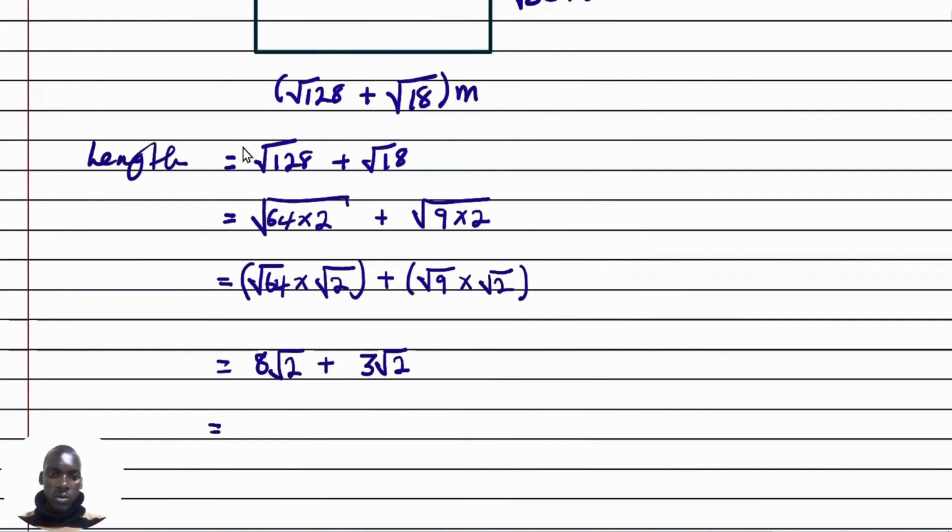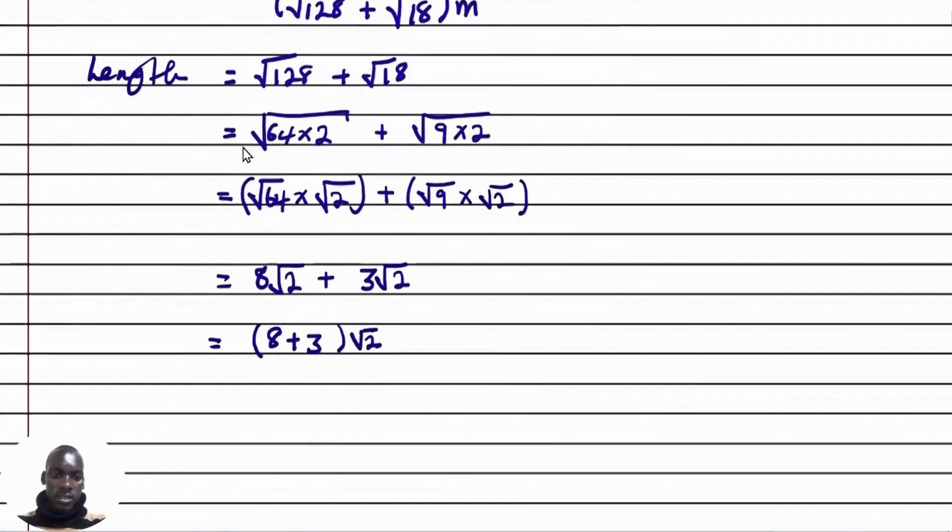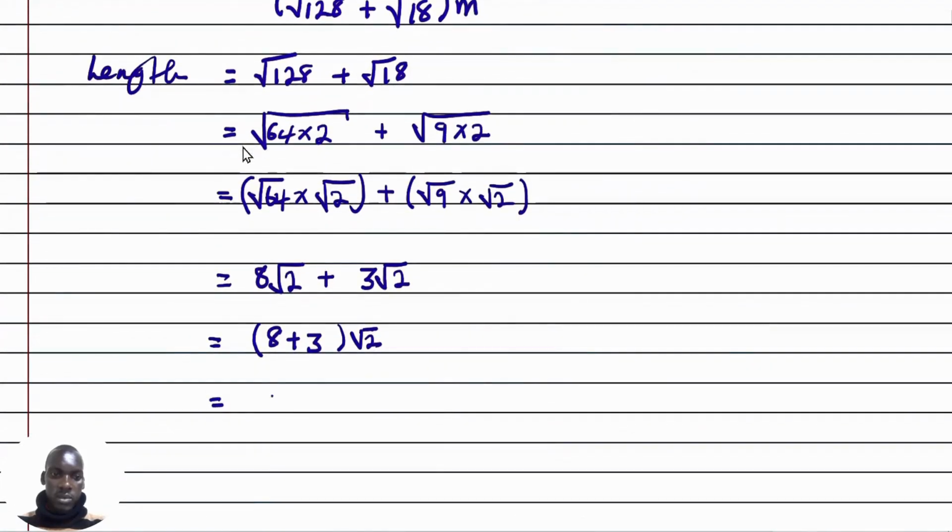The common factor is the square root of 2. So we can pull it out since it is common. Here we remain with 8 added to 3, under the brackets. If you add 3 plus 8, we get our answer to be 11 multiplied by the square root of 2, which is read as 11 root 2.